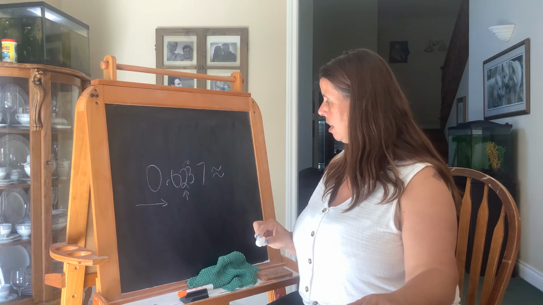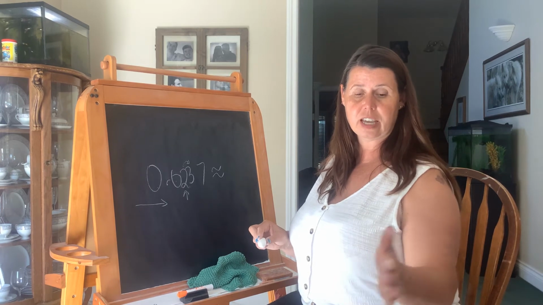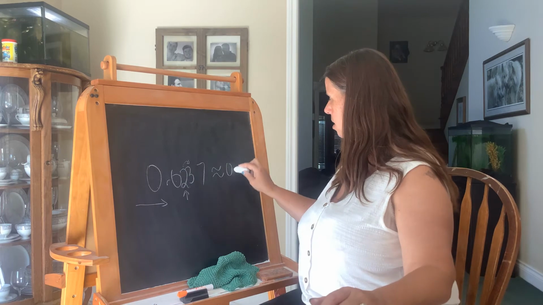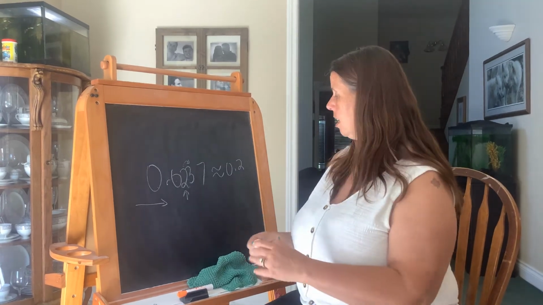What does the 3 say? If it's 0 to 4, your number stays the same. 5 or above, we round up. 3 says stay the same, so it'd be 0.2. Okay? Try the second one with me.